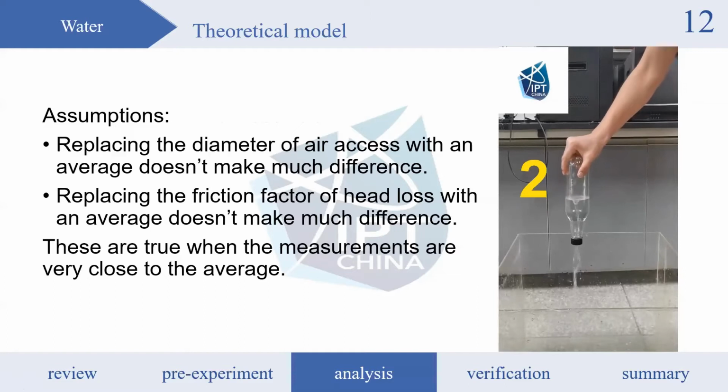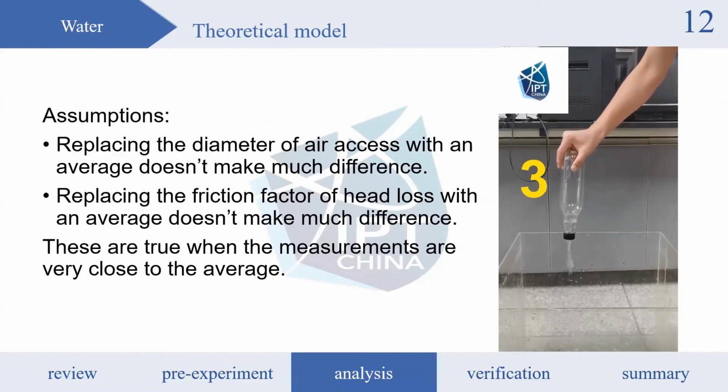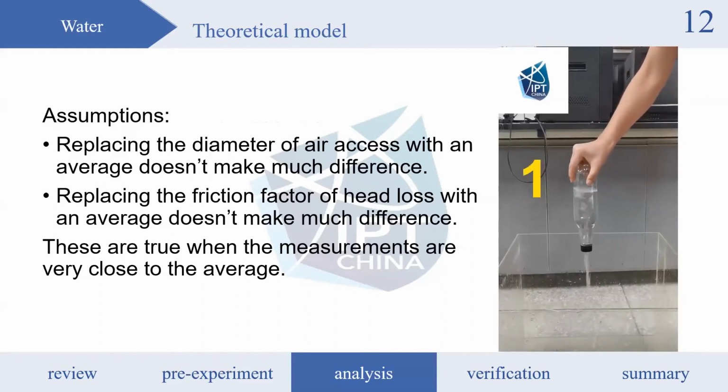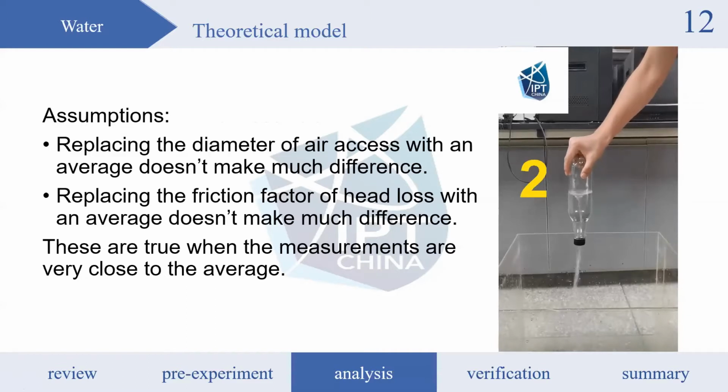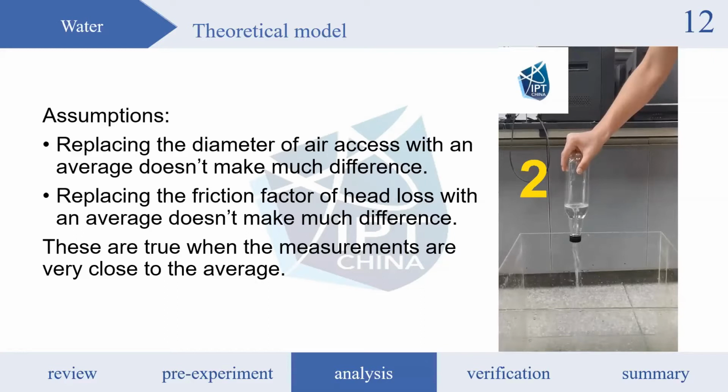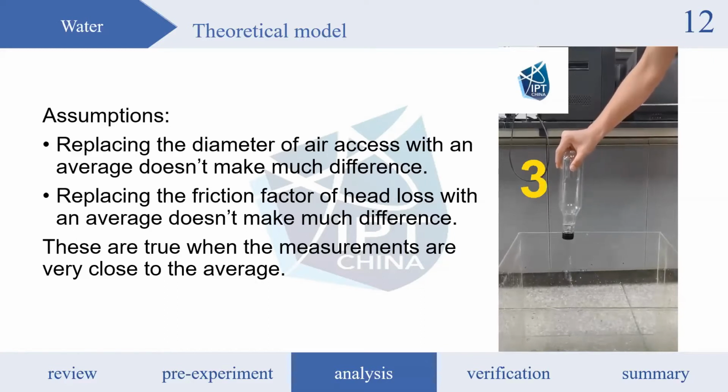And here are two assumptions. Replacing the diameter of the air column with an average doesn't make much difference, and replacing the friction factor of head loss with an average does not make much difference. These are true when the measurements are very close to the average. Then we can get the physical model I'm going to describe next.